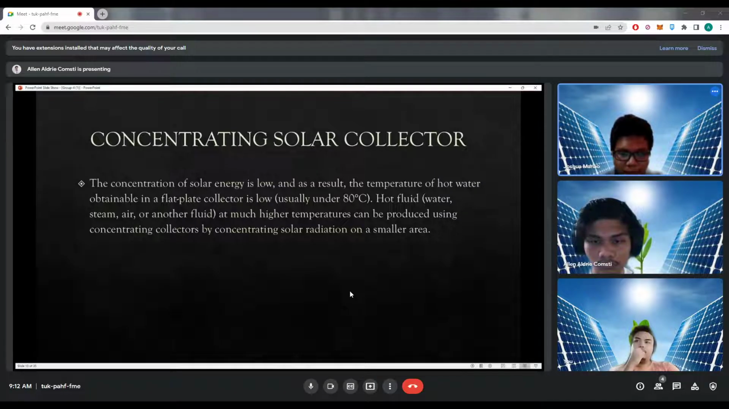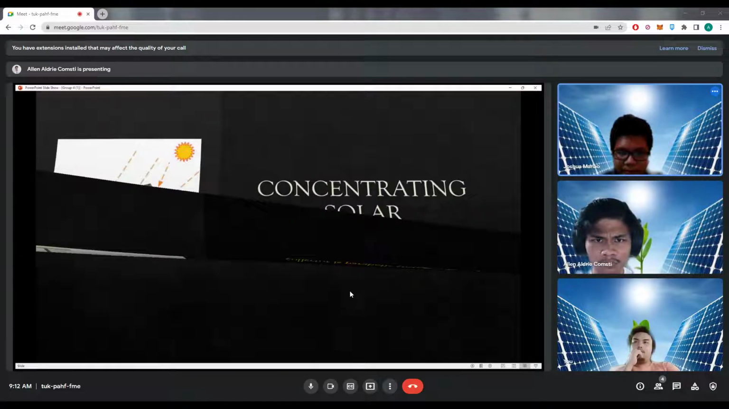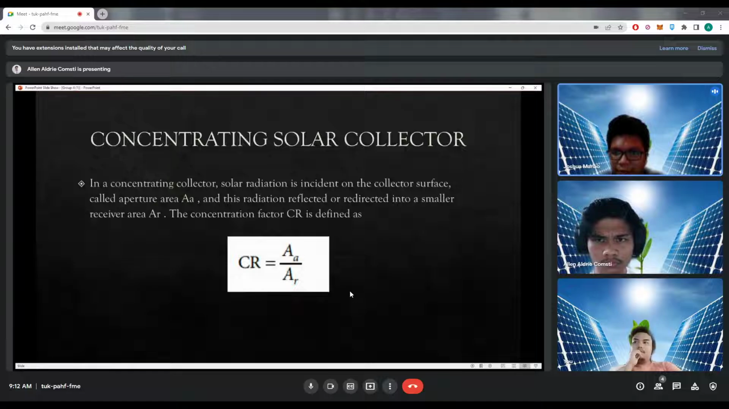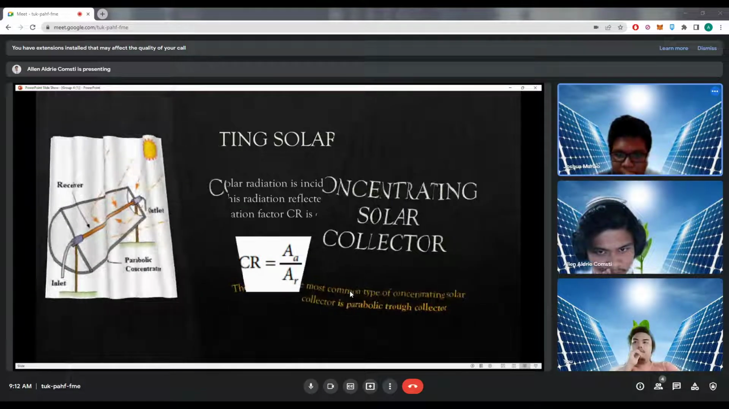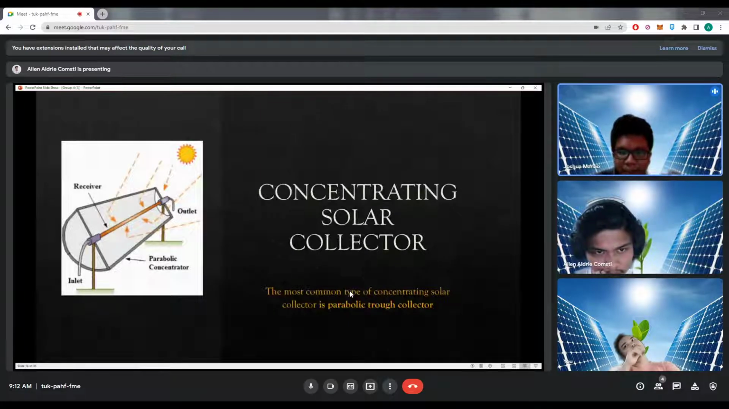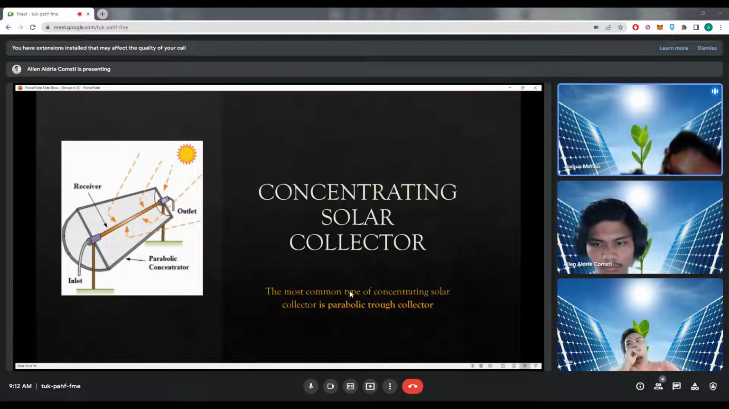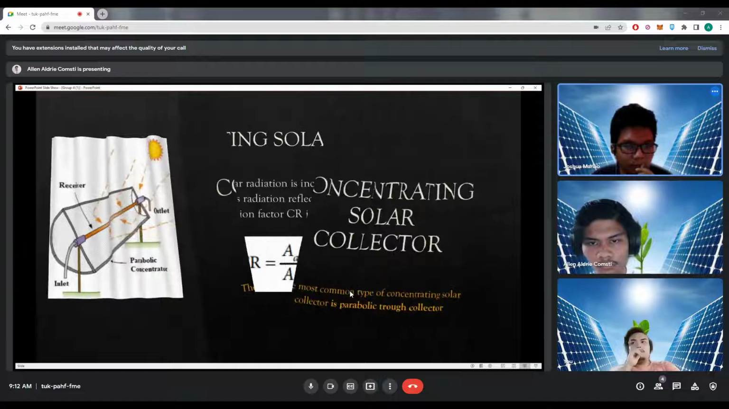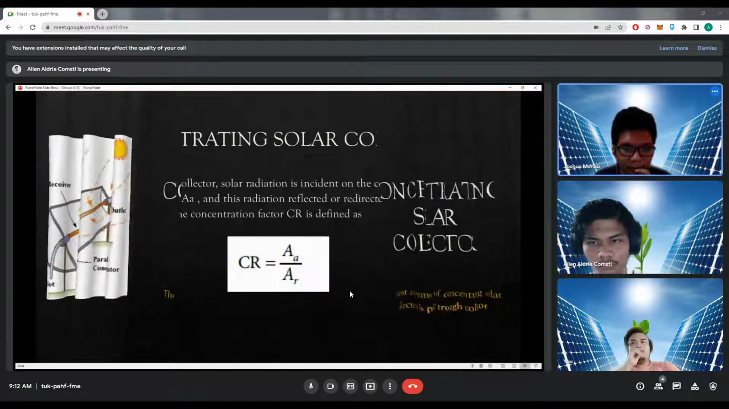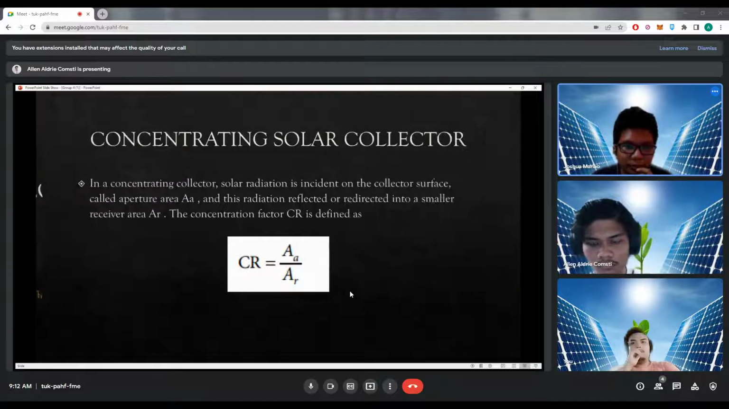This is the image for the concentrating solar collector. The most common type of concentrating solar collector is the parabolic trough collector, which has a receiver, outlet, inlet, and a parabolic concentrator. This is the concentrating solar collector.